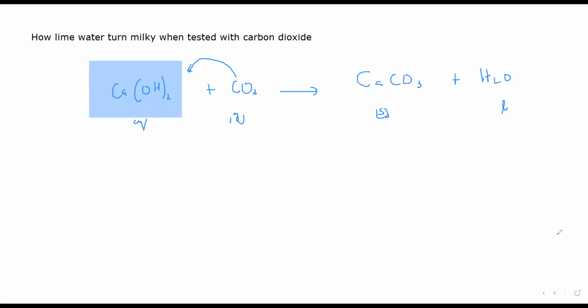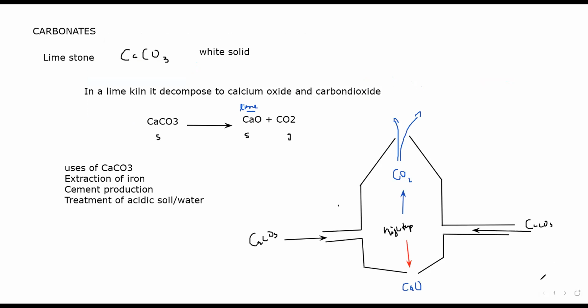Is it clear? The carbonate topic. This is the only carbonate topic. It's not having too many details. You just have to learn the uses of calcium carbonate and calcium oxide and how they are formed, the difference between lime water, slake lime, what is quick lime, and what is calcium carbonate. Now some questions related to this topic.